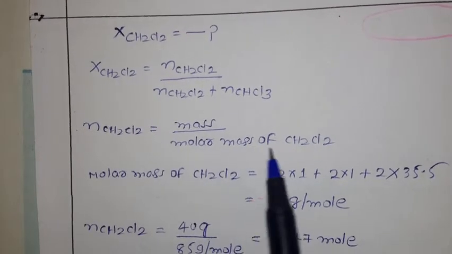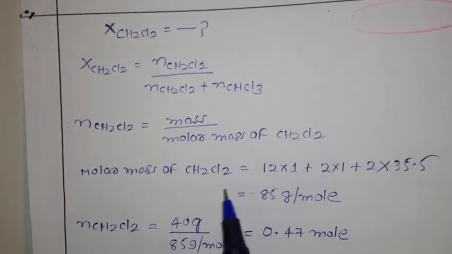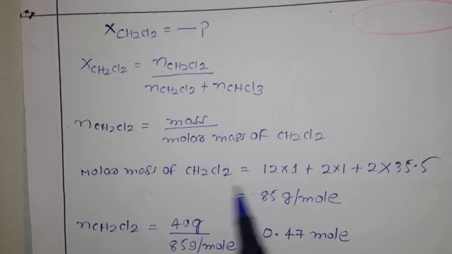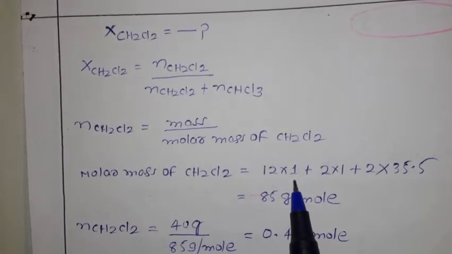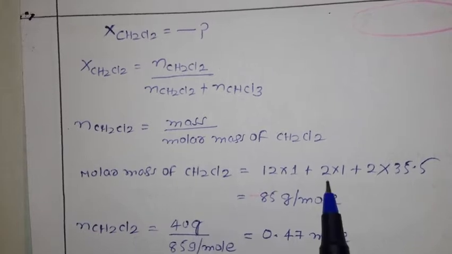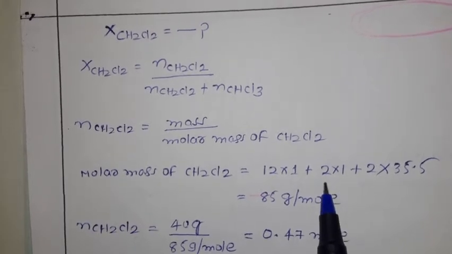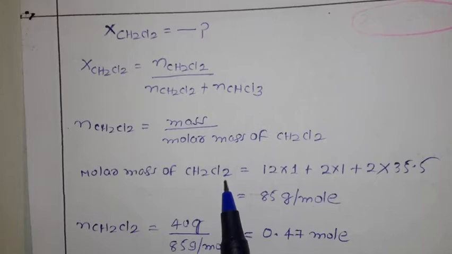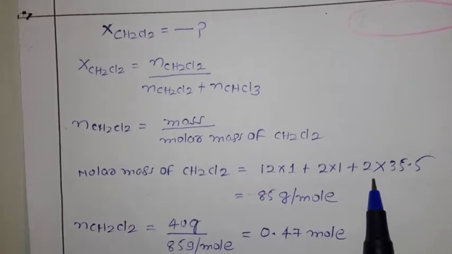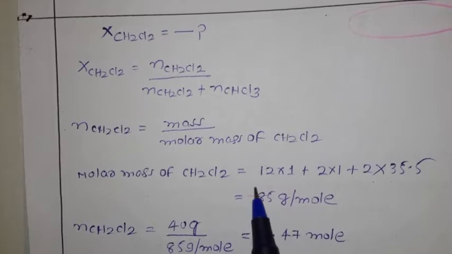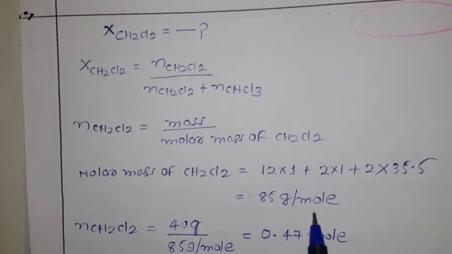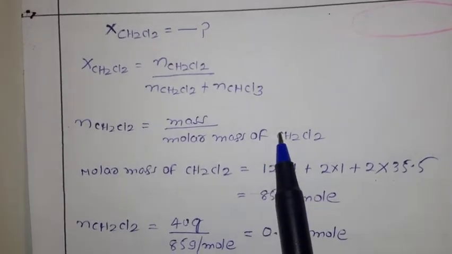So what is the molar mass of dichloromethane? If you calculate, we have 12 into 1, because one carbon atom is 12 and we have only 1. Plus 2 hydrogens, 2 into 1. For chlorine, 35.5 into 2, because we have 2 chlorine atoms. So the total molar mass you get for dichloromethane is 85 grams per mole.